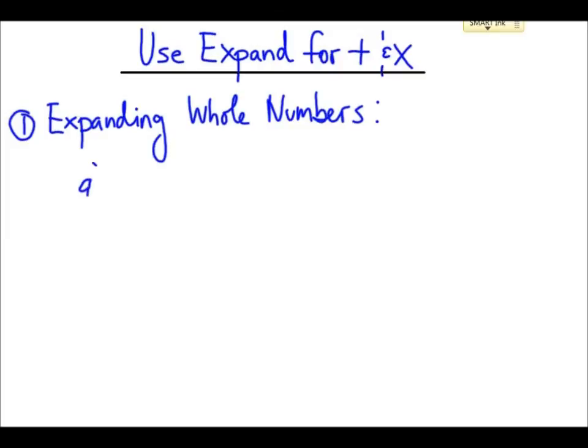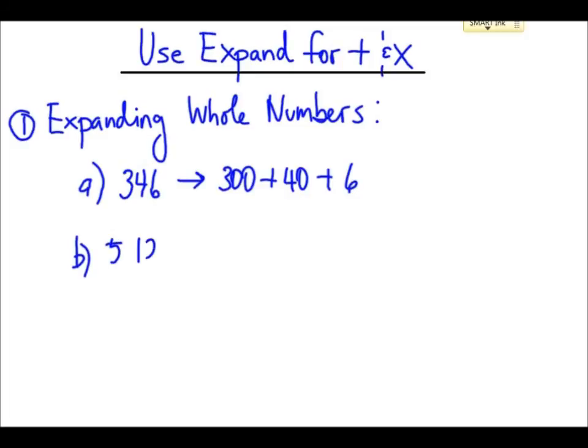First, let's do expanding. So this is how we expand whole numbers. Let's try this question here. 346. When you expand, you just write out the numbers the way you say them. So 346 is 300 plus 40 plus 6. Let's try another one.